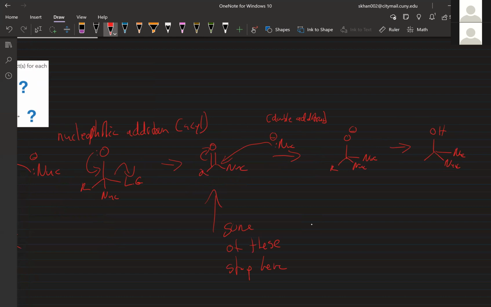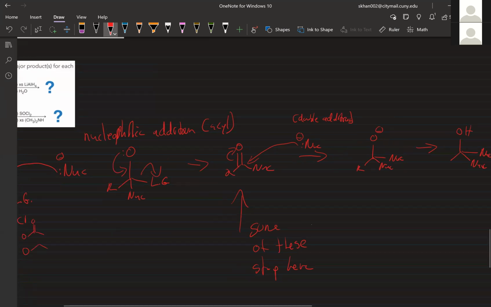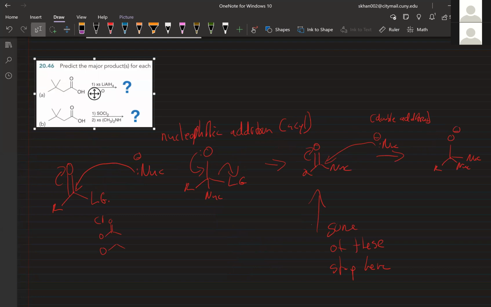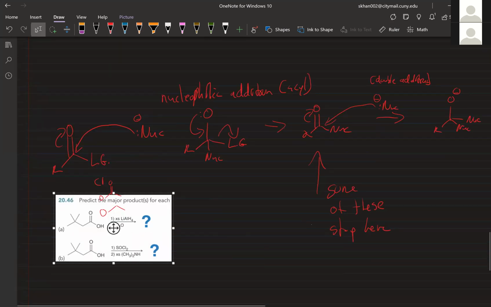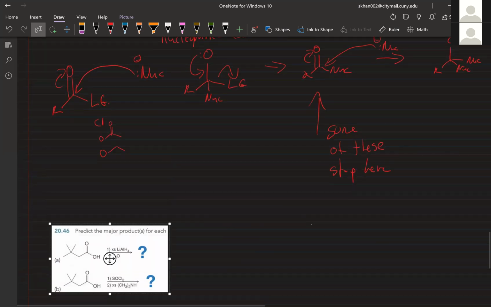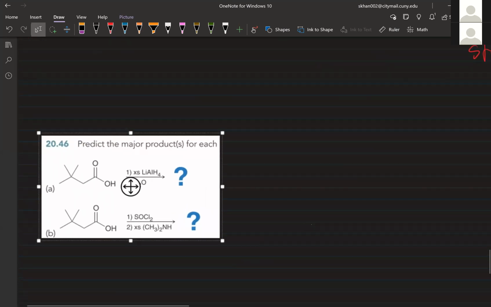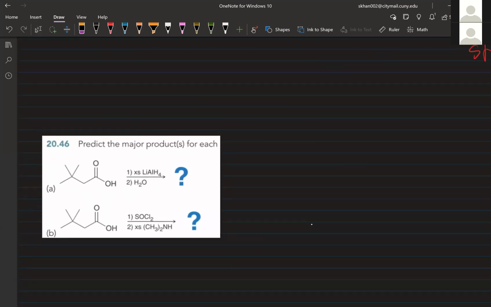Okay, so let's go back to that question here. Let's maybe move this down, out of the way of all those notes. Okay, so the first one here is, what is it? LAH. What can we think of LAH as? It's a delivery agent for H minus.